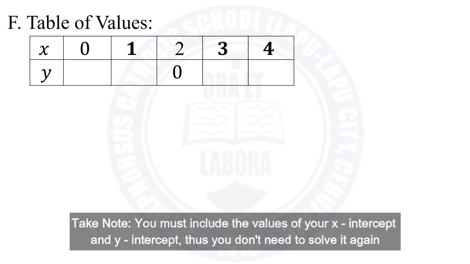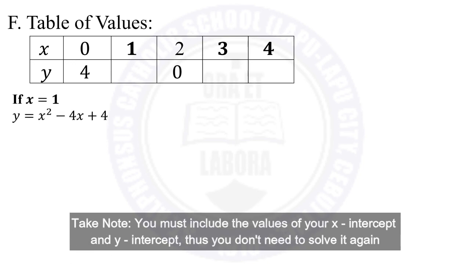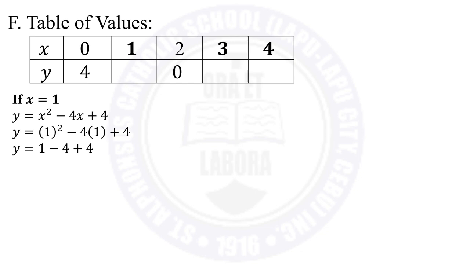And we will solve for those. So our y is 4 if our x is 0. Next, we will have if x equals 1. So y equals x squared minus 4x plus 4. Substitute 1 to our x, it will become 1 squared minus 4 times 1 plus 4. Y equals 1 squared is 1 minus 4 plus 4. Therefore, this would be cancelled already, so our y is 1. Therefore, our y is 1 if our x is 1.